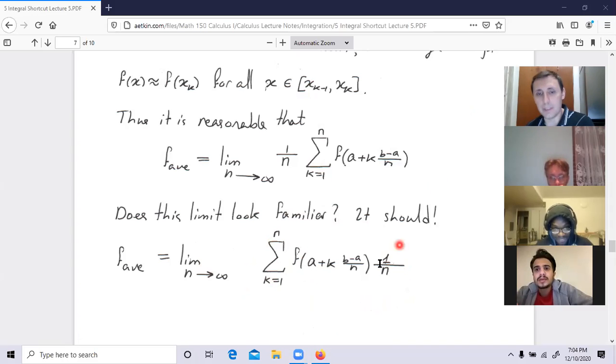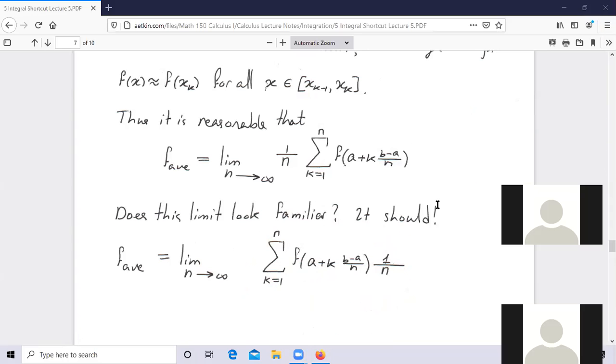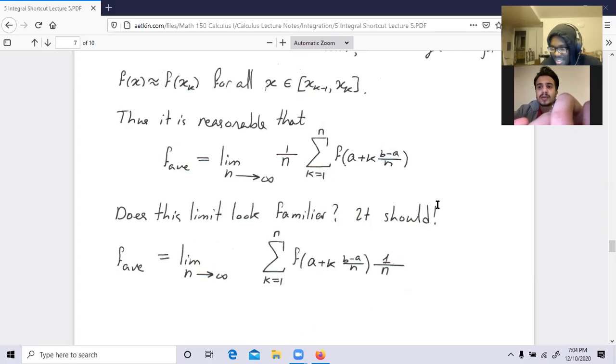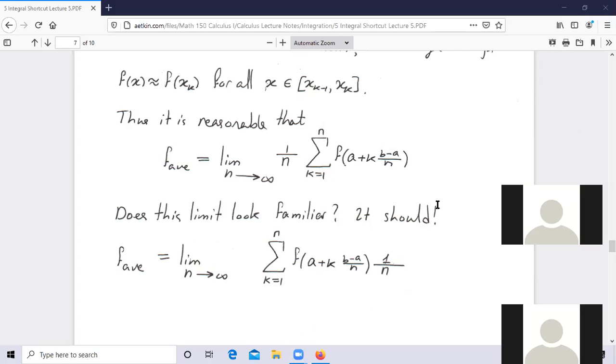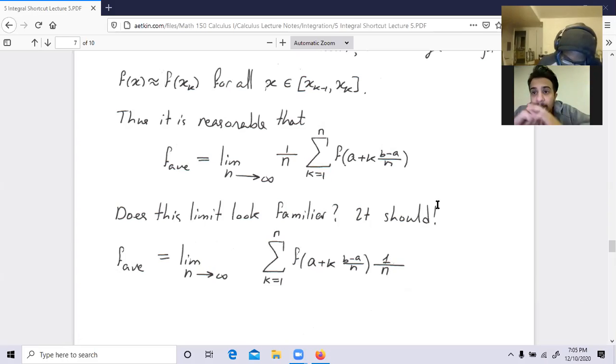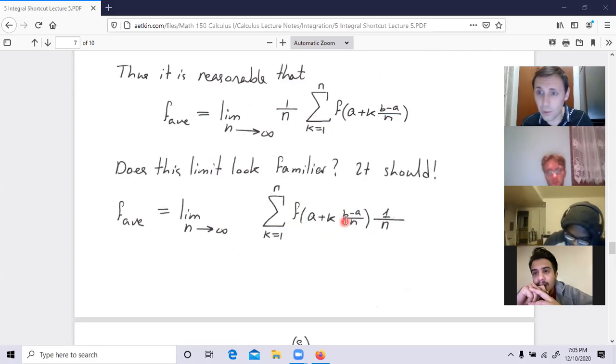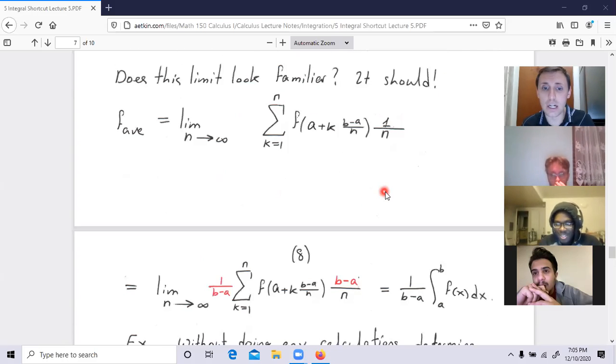What are we summing up? It looks like what we are summing up are... what? I'm hoping that what we're summing up is not the total disappointment. What are we summing up? This looks like a Riemann sum.